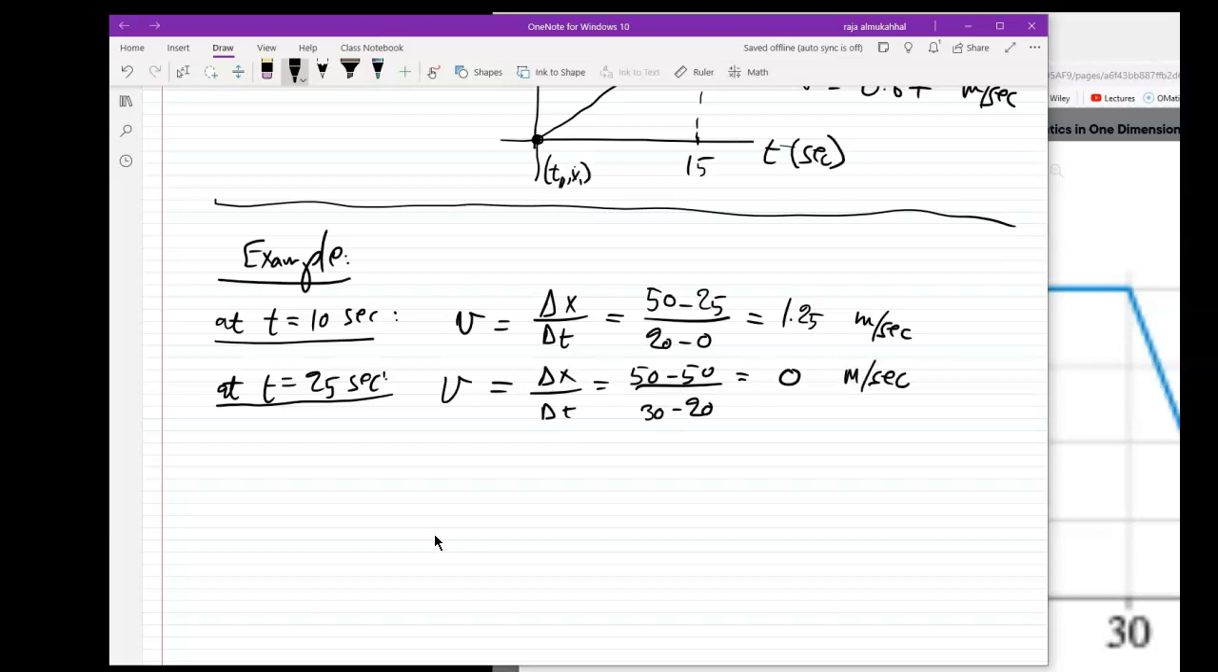So here, basically, the jogger stopped moving. You see what I'm saying? It's not moving. All right.